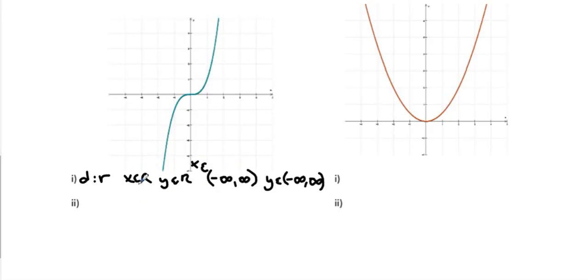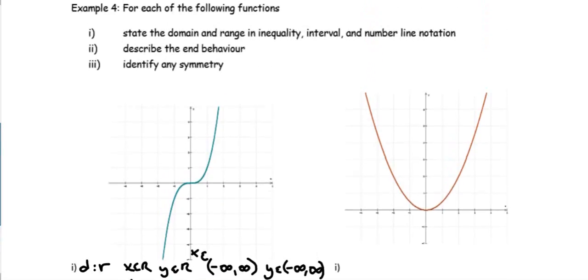So that's the domain and range, and that's in interval notation. And then in line notation, maybe if we switch colors, we could just go like this and indicate this is the x and the y. Okay?